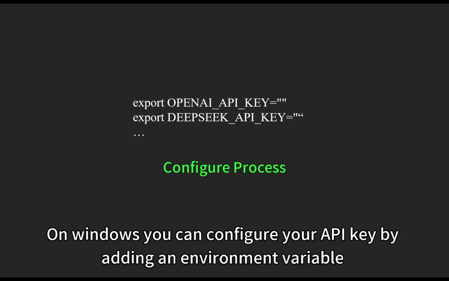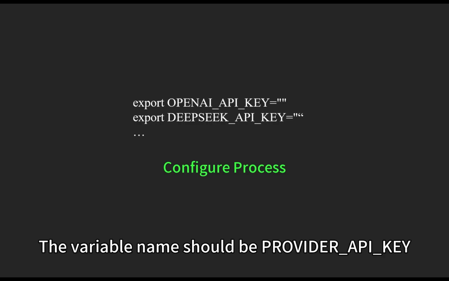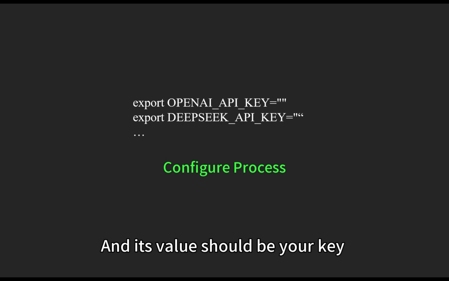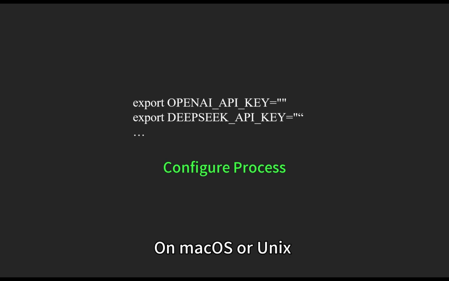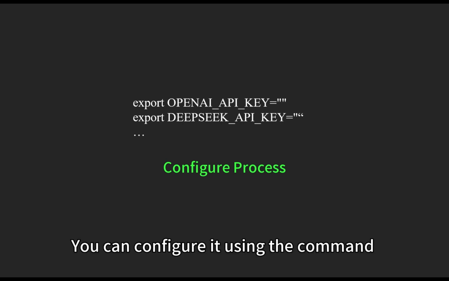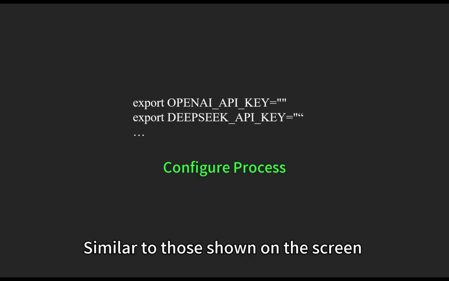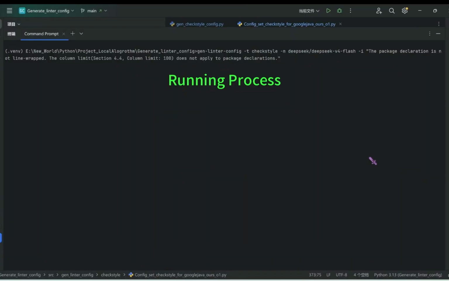On Windows, you can configure your API key by adding an environment variable. The variable name should be the provider's API key name, and its value should be your key. On macOS or Unix, you can configure it using commands similar to those shown on the screen.